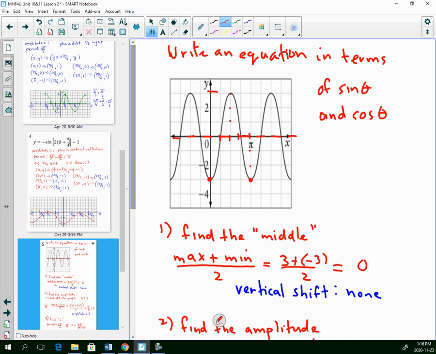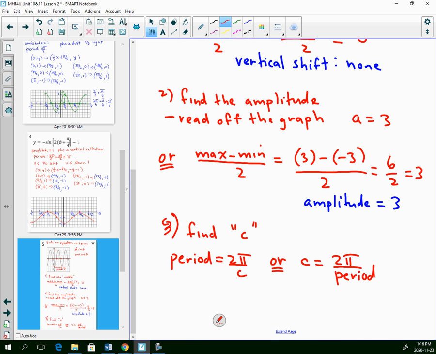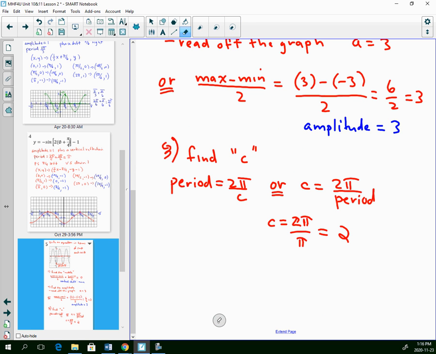So I can easily see that to start at the bottom and end back at the bottom, the period is pi. Whatever is most convenient to read to find the period. And so C will be 2 pi divided by the period of this graph, which is pi. And so C is 2. Okay, so my horizontal compression C is 2.